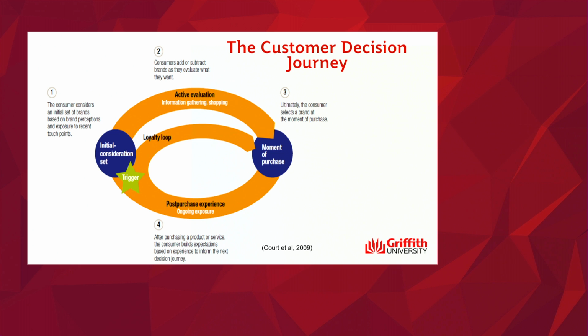And then move on to number 2. That's where the customer sees and understands all of the product offerings. Basically, it means active evaluation. Active evaluation means the customer starts to search how many brands are available in the market, how much they cost, what some of the benefits are, and what some of their costs are. So basically, compare each of the brands. And then you move on to the moment of purchase.